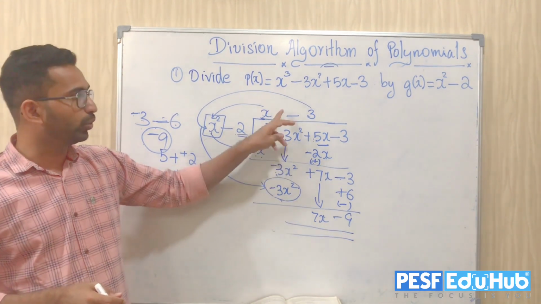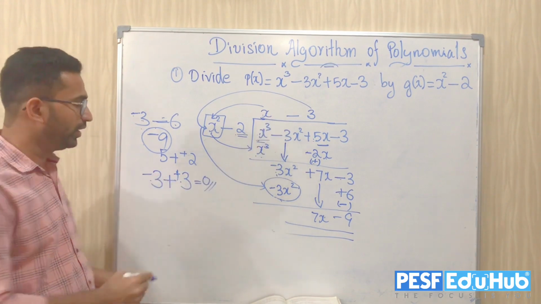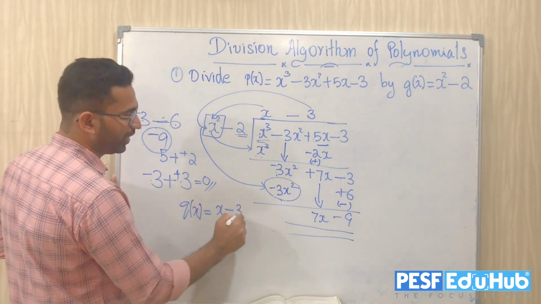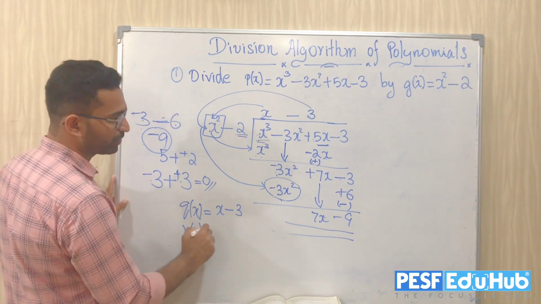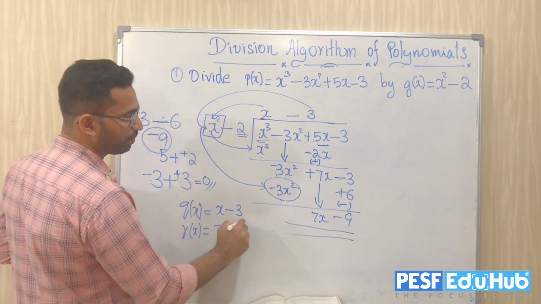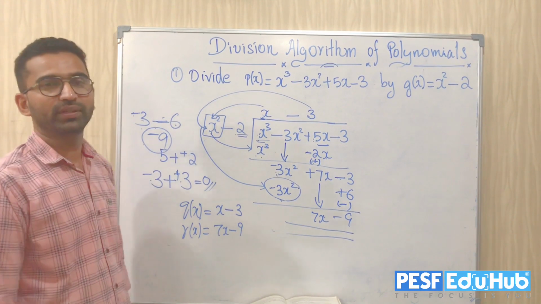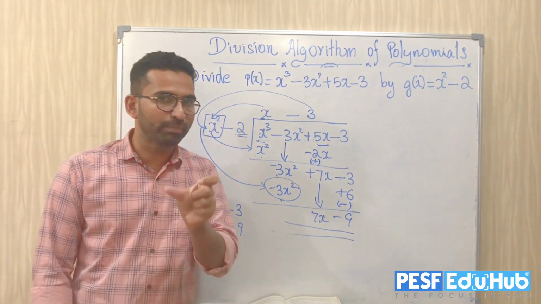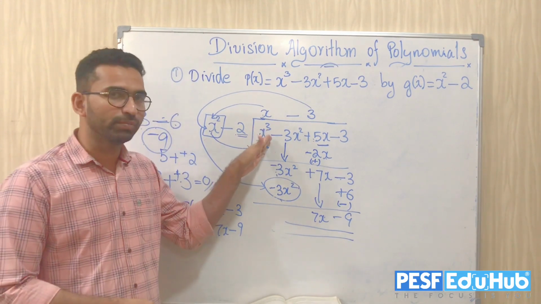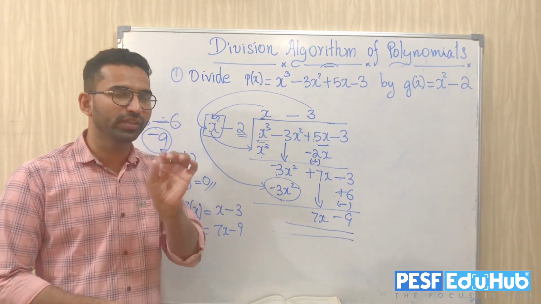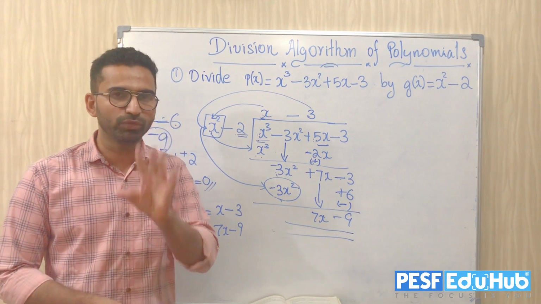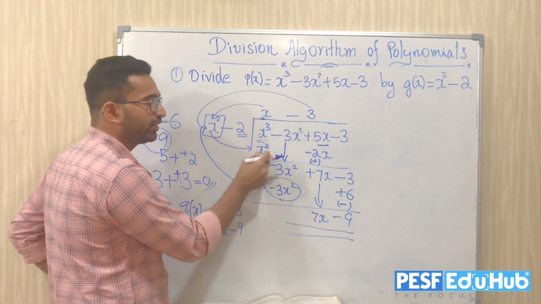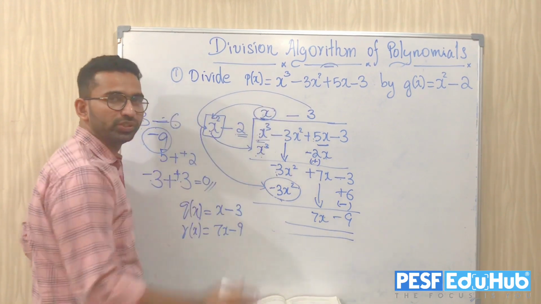It means finally your quotient will be how much? Q of x is equal to x minus 3, and your R of x becomes 7x minus 9. This is the final answer. Okay, so just keep in mind what is happening when we move from one step to another step. That is the only thing you have to understand. Then everything will be easy, because if you know what you have to write here, then you will get what you have to write in the place of the quotient.